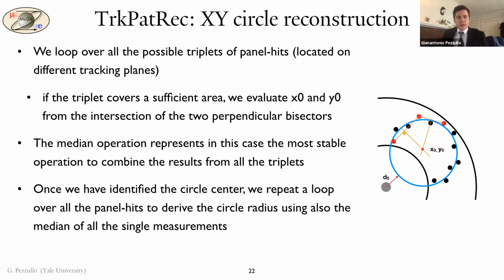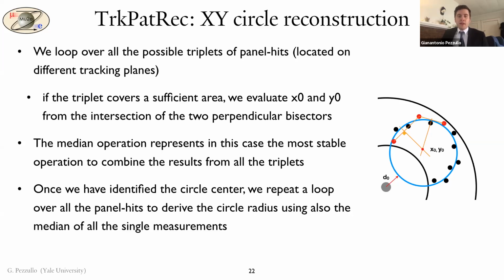For the XY circle reconstruction, we essentially loop over all the possible triplets of panel hits, and we select the triplets in a way that we don't have more than 1 panel hit for a given tracking plane. Using a given triplet, if it covers a sufficient area, we perform the extrapolation of the x0 and y0 coordinates, which are the coordinates of the helix center in the transverse plane, using just the intersection of the 2 perpendicular bisectors. It's pretty straightforward. Once we do this operation with all the possible triplets that we can make, we use the median operation to derive the most reasonable values for x0 and y0.